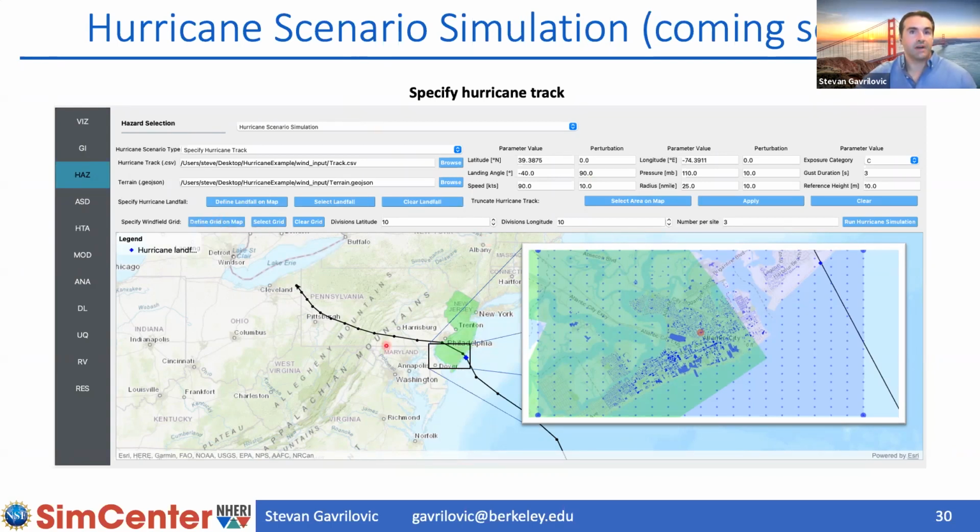So you go define grid on map, and similar to the earthquake scenario simulation, you could zoom in to where your assets are, you create a grid in the region, and you define some landfall parameters, which is the landing angle of your hurricane, wind speed, gust duration, and so on. And you could click on Run Hurricane Simulation, and it will create a wind field grid wherever you defined it. So in the demo, I will go over this functionality as well.